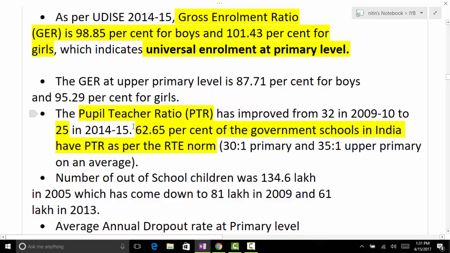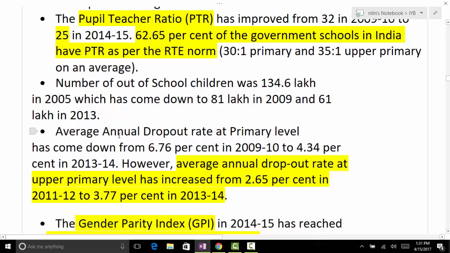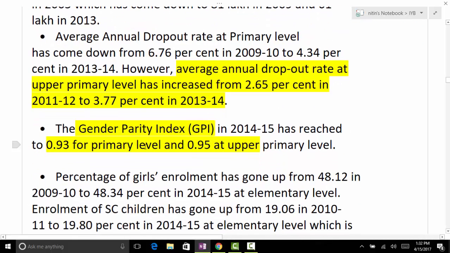Then secondly, discuss PTR, pupil teacher ratio. It has improved from 32 to 25, and more than 60% of government schools in India have PTR as per RTE norms. So this is again one of the improvements after the Right to Education Act. The dropout rate has declined. Now it gives a paradox: on one side, the annual dropout rate at primary level has come down, but the average annual dropout rate at the upper primary level has increased. The gender parity index also has improved.